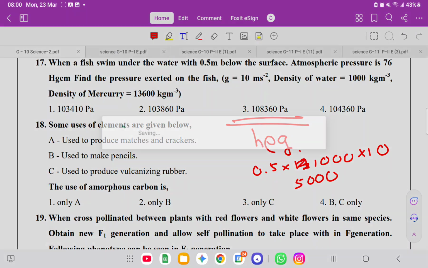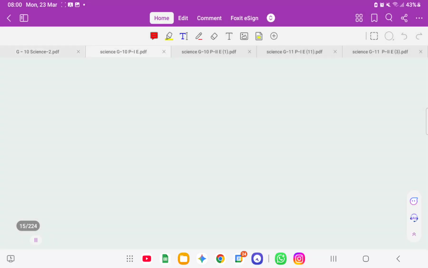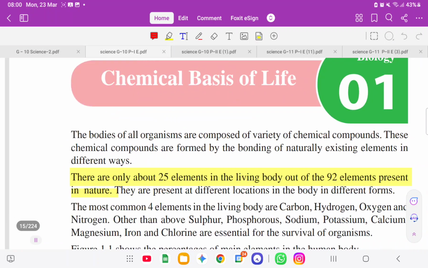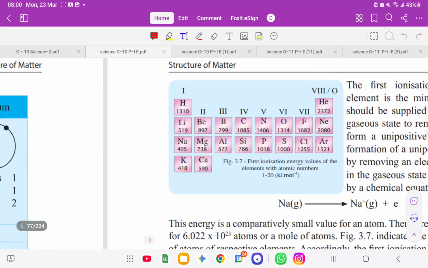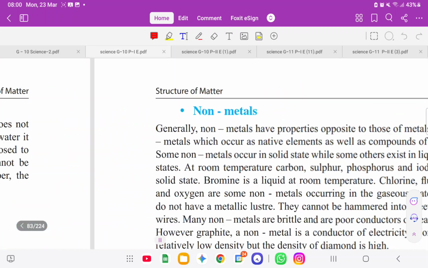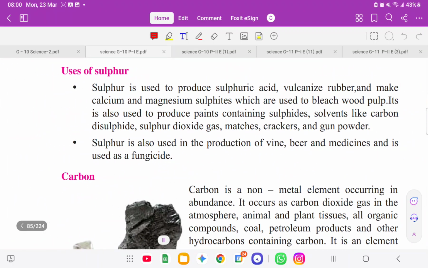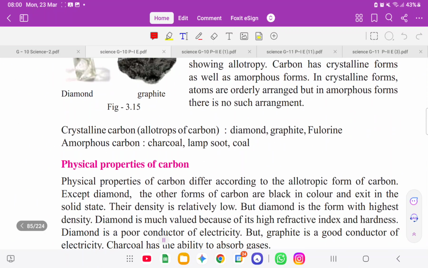So where I mentioned in the third lesson, you have a description on carbon. Right here you can see there are two forms of carbon: crystalline carbon and amorphous carbon. Amorphous carbon types are charcoal, lamp soot and coal. Crystalline carbon: diamond, graphite, fullerene. Right, charcoal, lamp soot, coal.